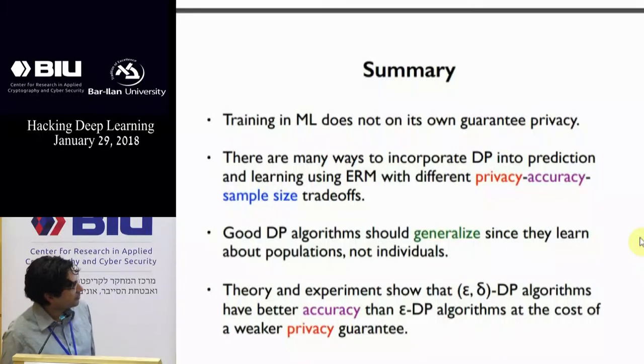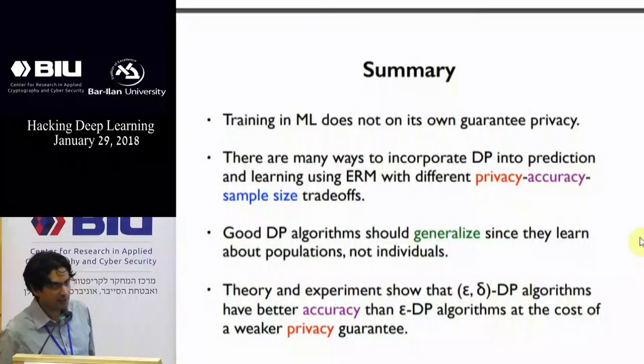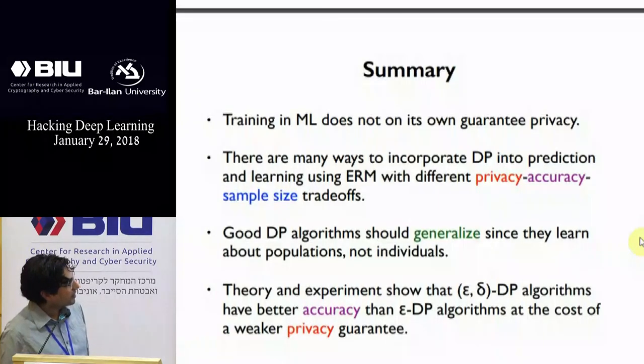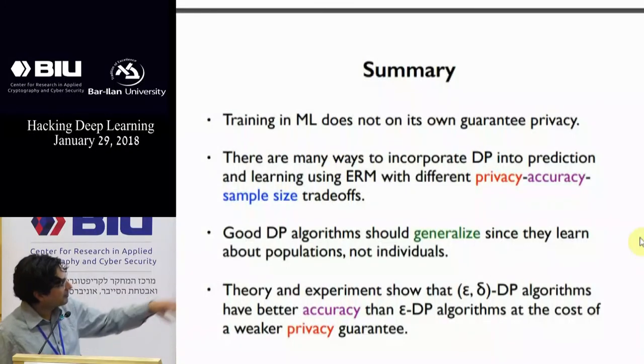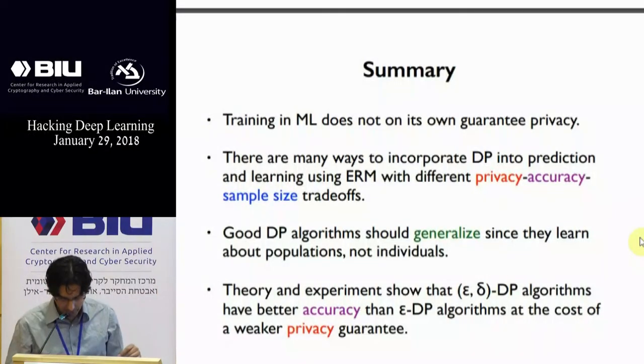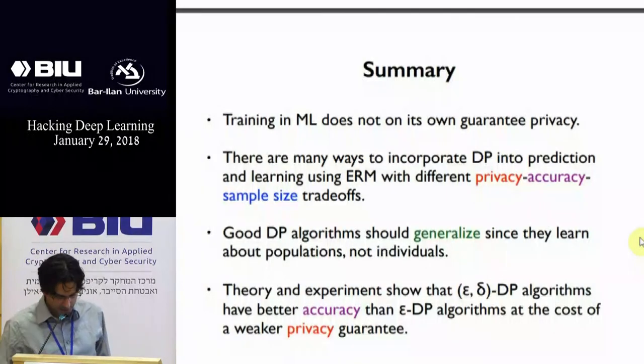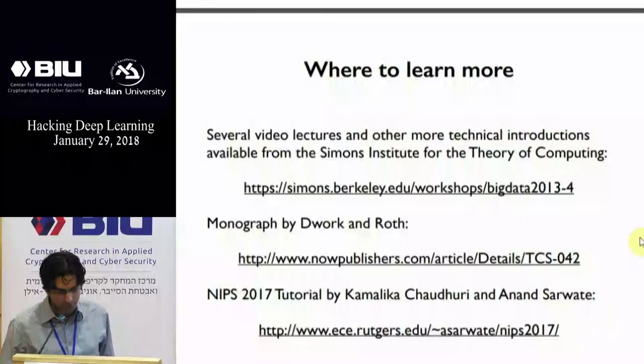Good private algorithms should generalize, and the question is, do they on the data that you have? This may be a little bit more technical, but if you're going to think about a privacy definition, you should really think about approximate differential privacy, epsilon-delta differential privacy. So even though you're making a slightly weaker guarantee, you can actually get much more useful algorithms.